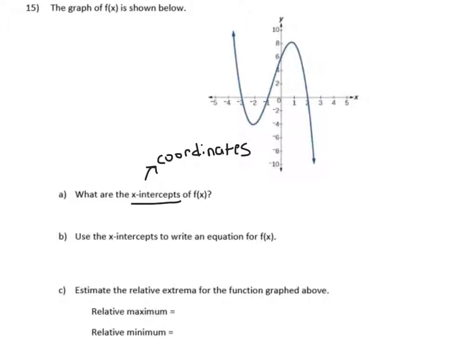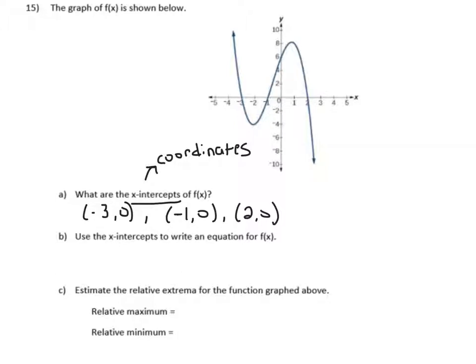Okay, so then we would have, let's see, -3, 0 would be the first coordinate. -1, 0 would be the next coordinate. And +2, 0 would be the third coordinate of our x-intercepts.